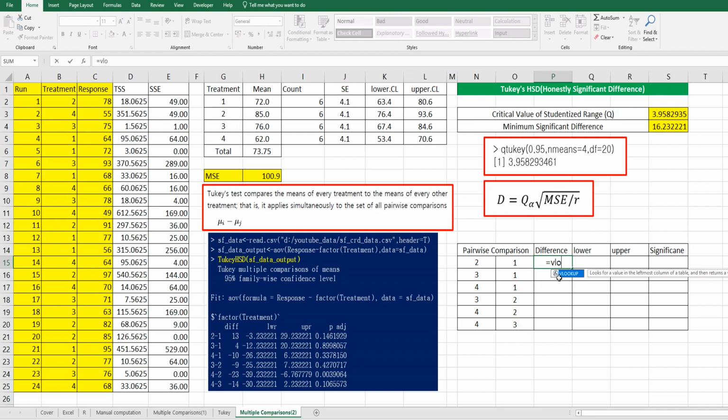So VLOOKUP, lookup value, comma, and table array. Select table array, press F4, comma 2, comma 4, and minus VLOOKUP, lookup value on the right side, and comma, select table array again, press F4, comma 2, comma 4.